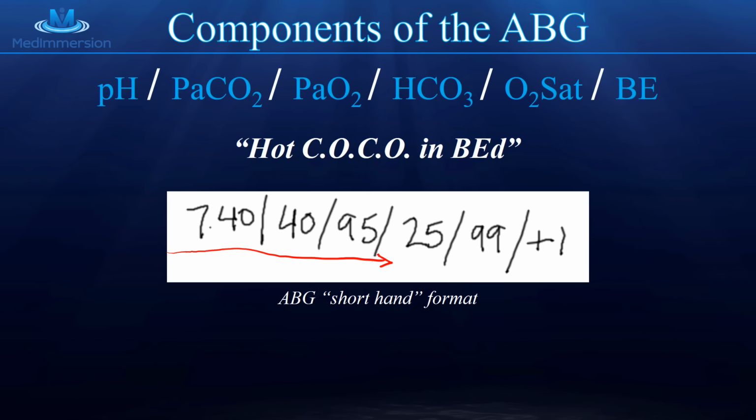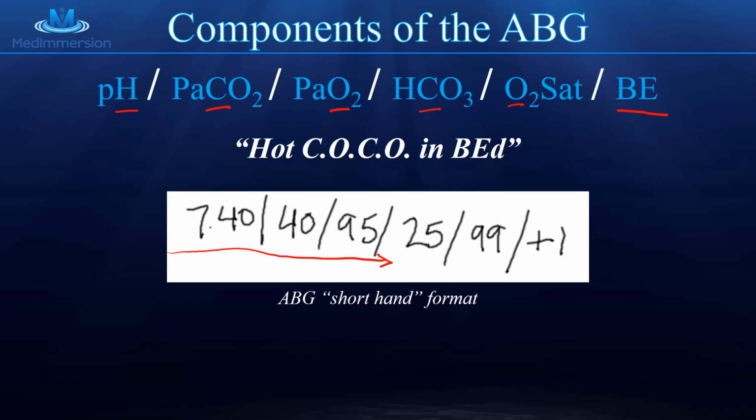I've given you this white picture here in the middle of how it might appear on your SOAP note. It's just numbers separated by slashes. How do you remember what each number means? That's what this mnemonic is for. Hot cocoa in bed. The first H for hot is for the pH. And in cocoa, each of those four letters represents something. The first C is for the partial pressure of arterial carbon dioxide. The first O is for the partial pressure of arterial oxygen, and then bicarb, and then O2 sat, as in the saturation of hemoglobin. And then the BE is for the base excess, okay?